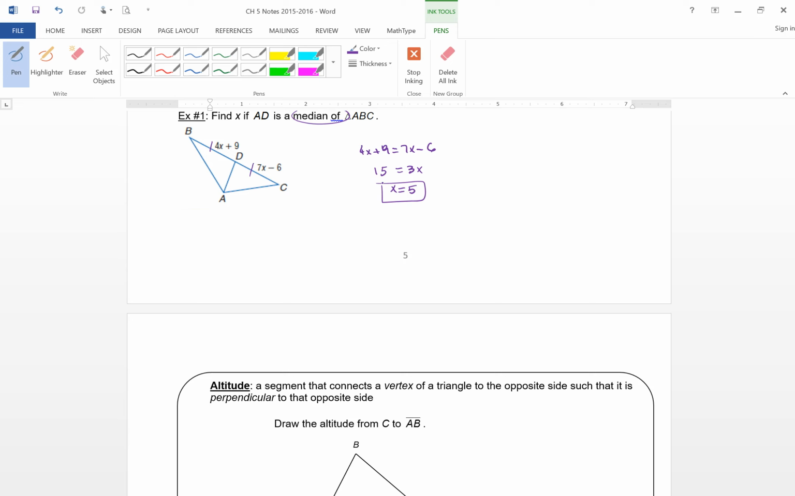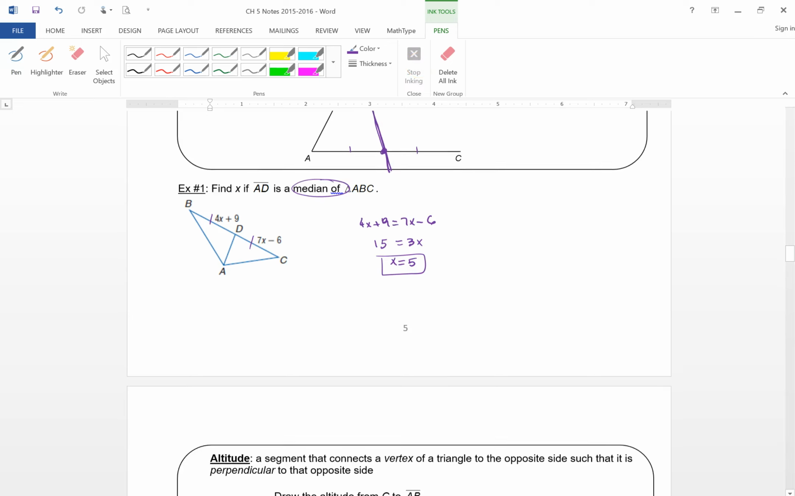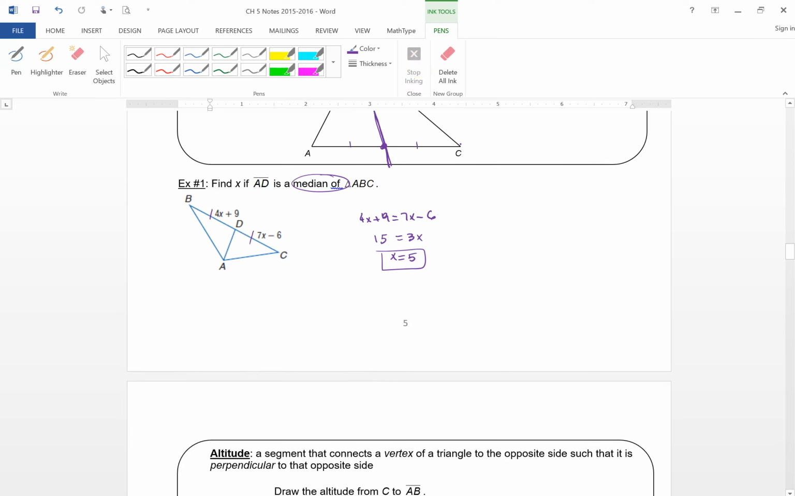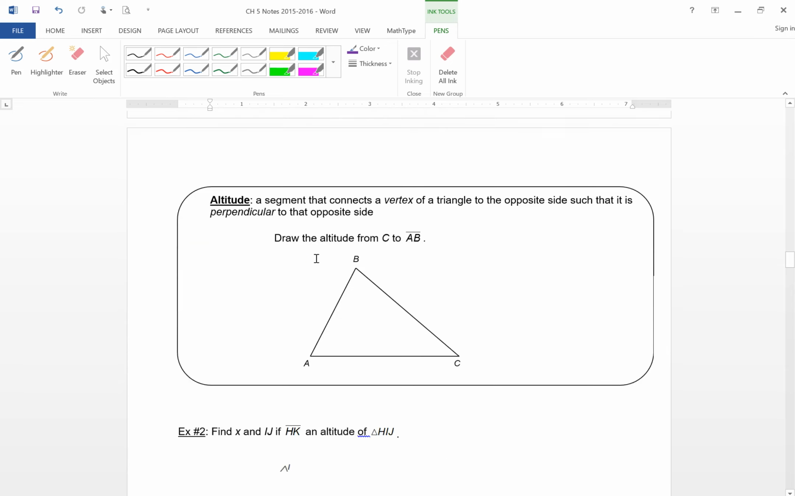Yes. On the last one, I'm kind of confused because it says the median of triangle ABC. So how do you know? Well, the way it's drawn, you know that it's going to D. Okay, it's going from A to D. It's passing through segment BC. Right? The line that it passes through, that's the one it cuts in half.